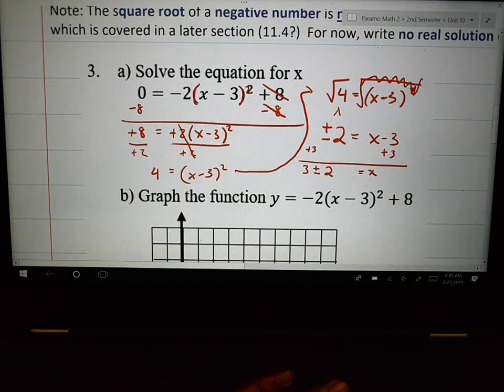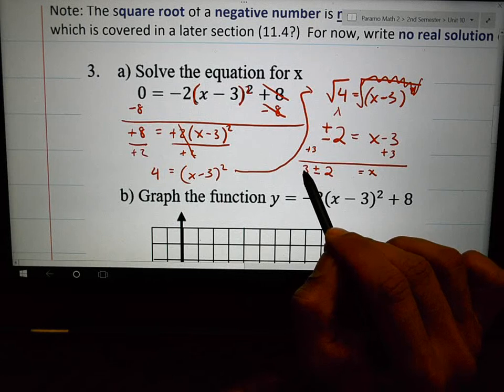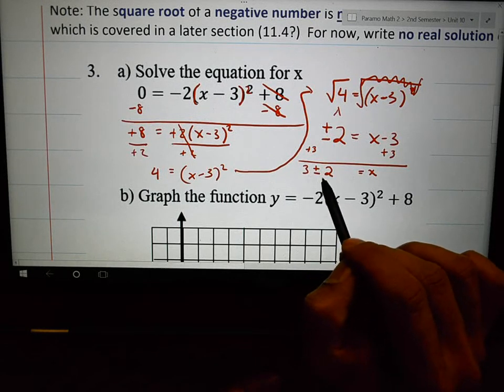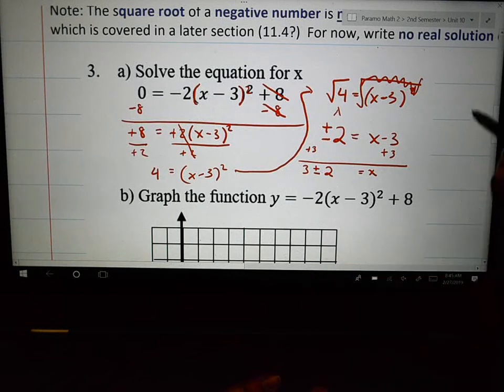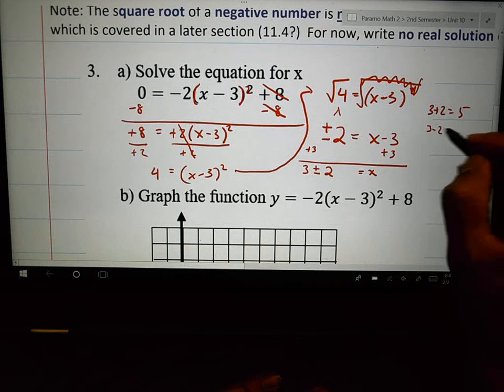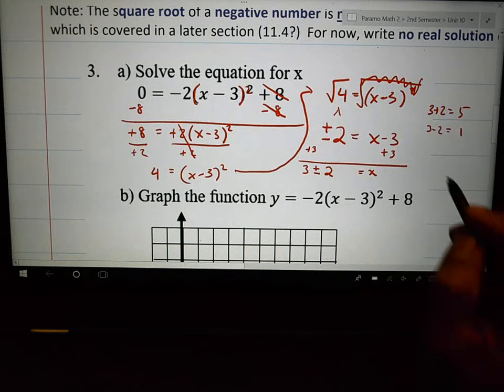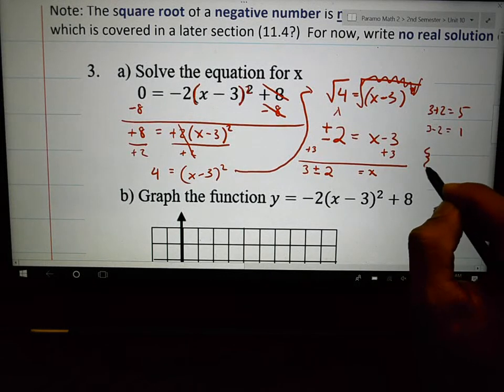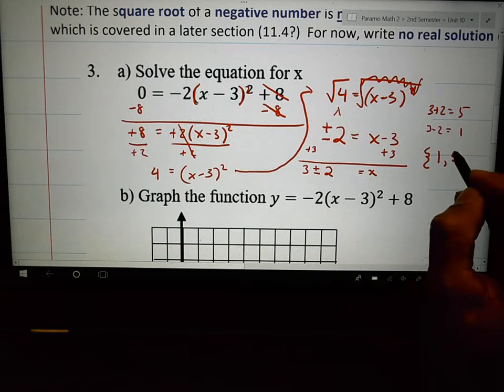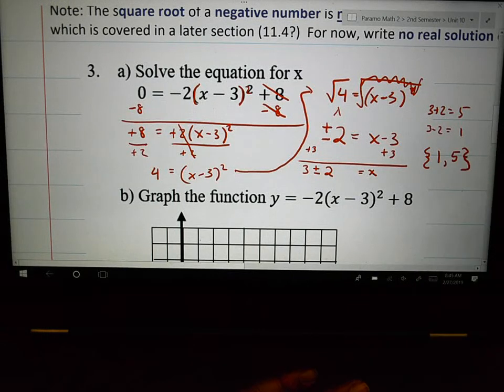Now that can be simplified. You could do 3 plus a 2 and 3 minus a 2. 3 plus 2 is 5 and 3 minus 2 is 1. Those are your 2 solutions. We write our solutions in a solution set bracket from smallest to largest. 1, 5. It's either 1 or it's 5 or it's both 1 and 5. That's what that means.